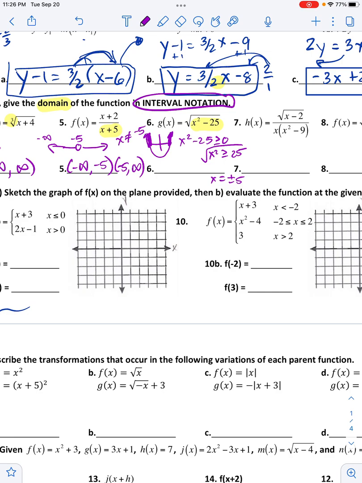So that's why, if you look at the answer key, it goes from negative infinity to -5. And it actually is going to be greater than or equal to that, because you need it to be greater than or equal to 0. Since it is 0 at that spot, I go ahead and use a bracket. And then I need this part over here on the right, which is going to be 5 up to infinity.